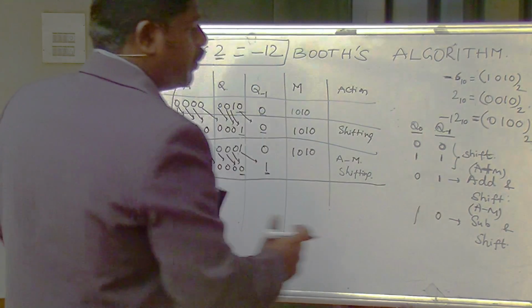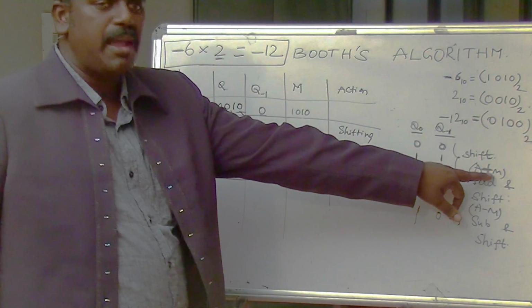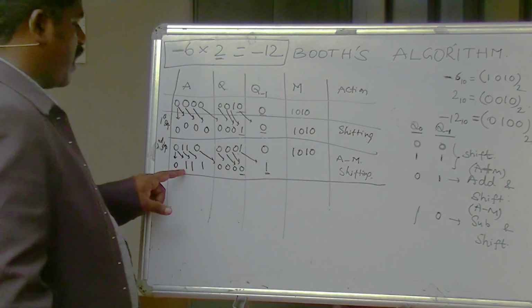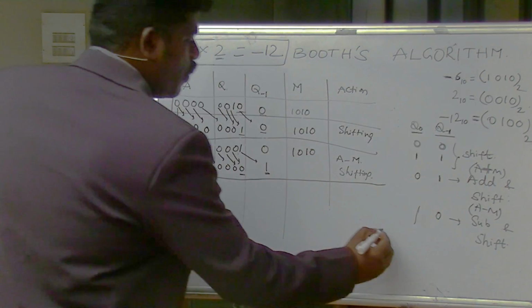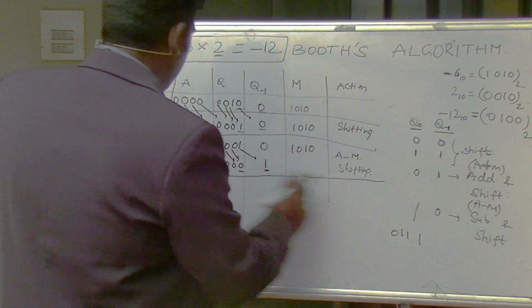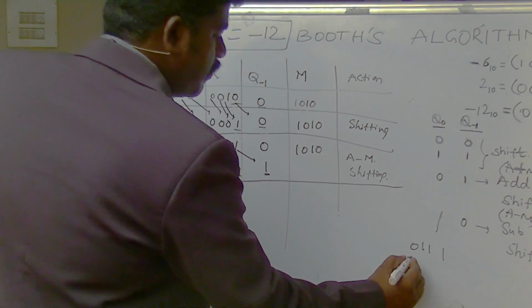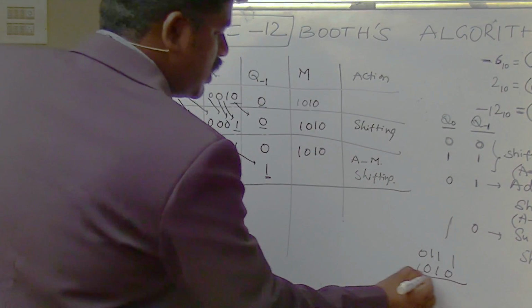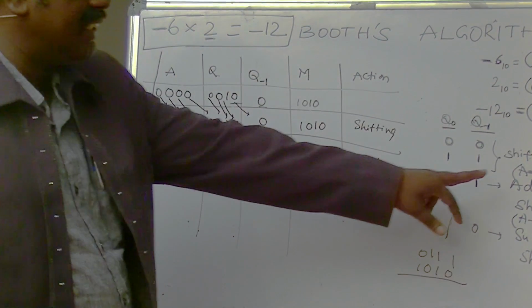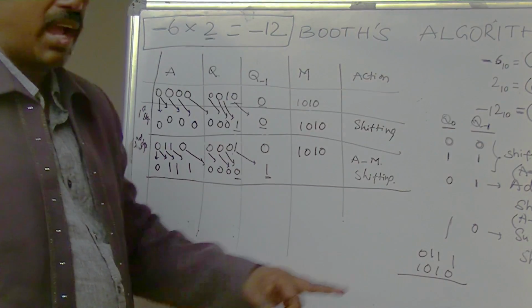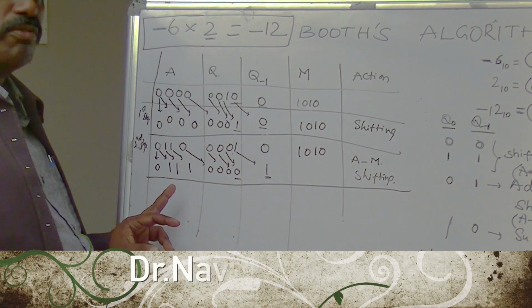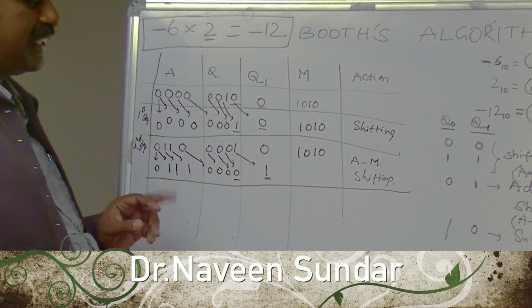Here we are going to do addition, that is A plus M. What is the value of A here? That is 0, 1, 1, 1, that is A, and M is 1, 0, 1, 0. So I am just going to add it, that is A plus M. I am going to add and substitute the value of A plus M into the A register.